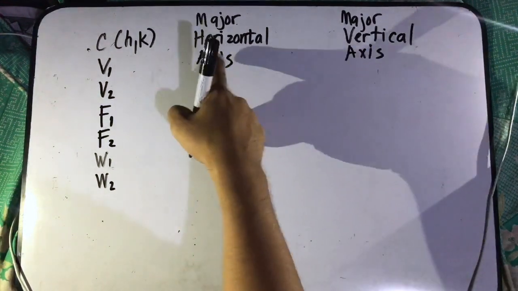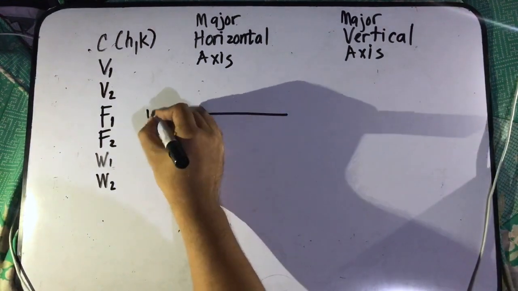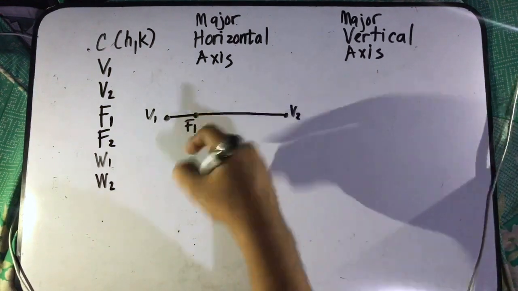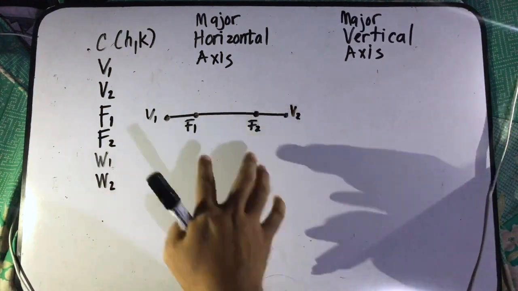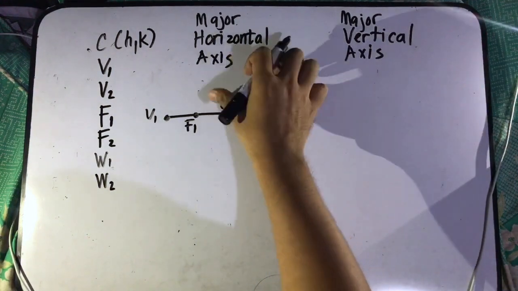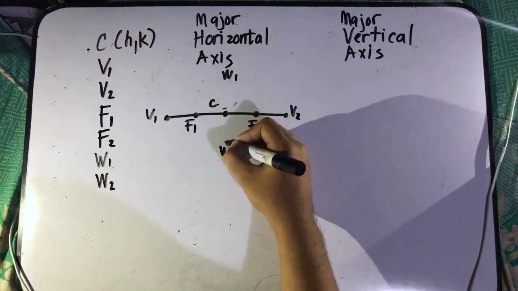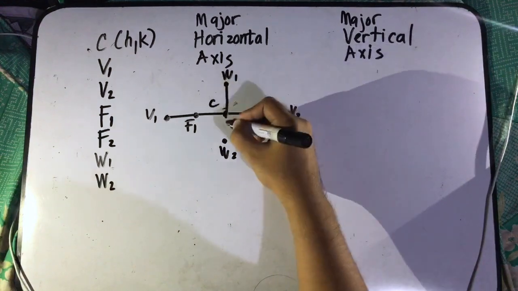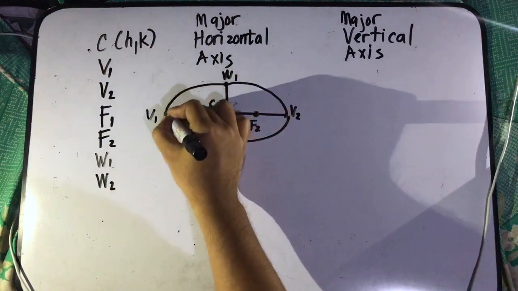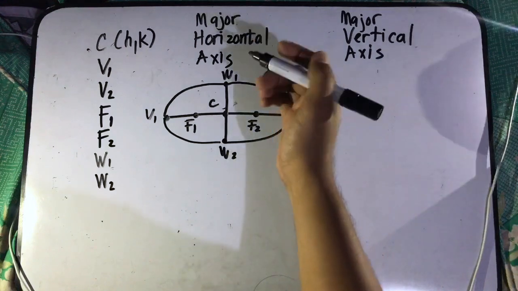So, if it is major horizontal, kaya nga tinawag siyang major horizontal, therefore, its line is horizontal. This is the vertex 1, this is vertex 2, or what we call as the vertices. This is the focus 1, and this is the focus 2. Okay, they are collinear. Therefore, here is the center. And at the center, this is now W1 and this is W2. So, for example, nandyan siya. So, this is our ellipse. So, this is an ellipse which will be having a major horizontal axis.